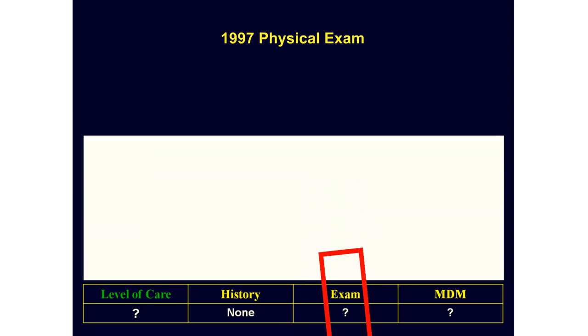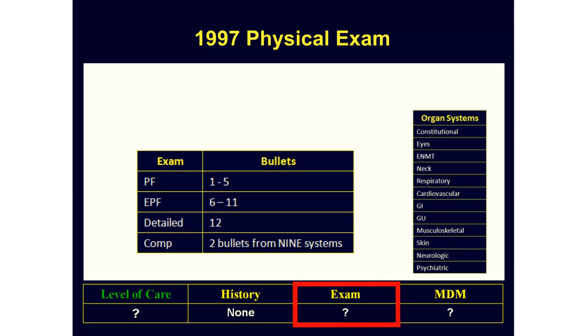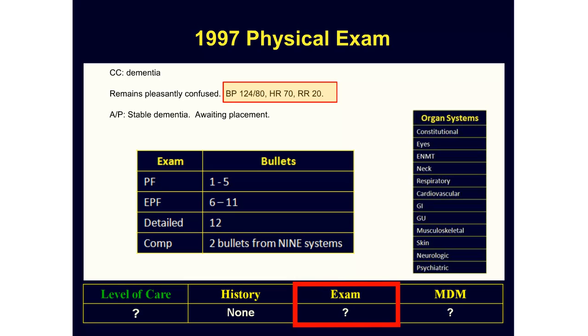Looking at the exam, remember using the 97 guidelines, the exam is based on the number of bullets from various organ systems that have been documented. In this case, all we did was record 3 vital signs. This gives us 1 bullet under the constitutional system, which means we qualify only for a problem-focused physical exam. So now the next key component is known.